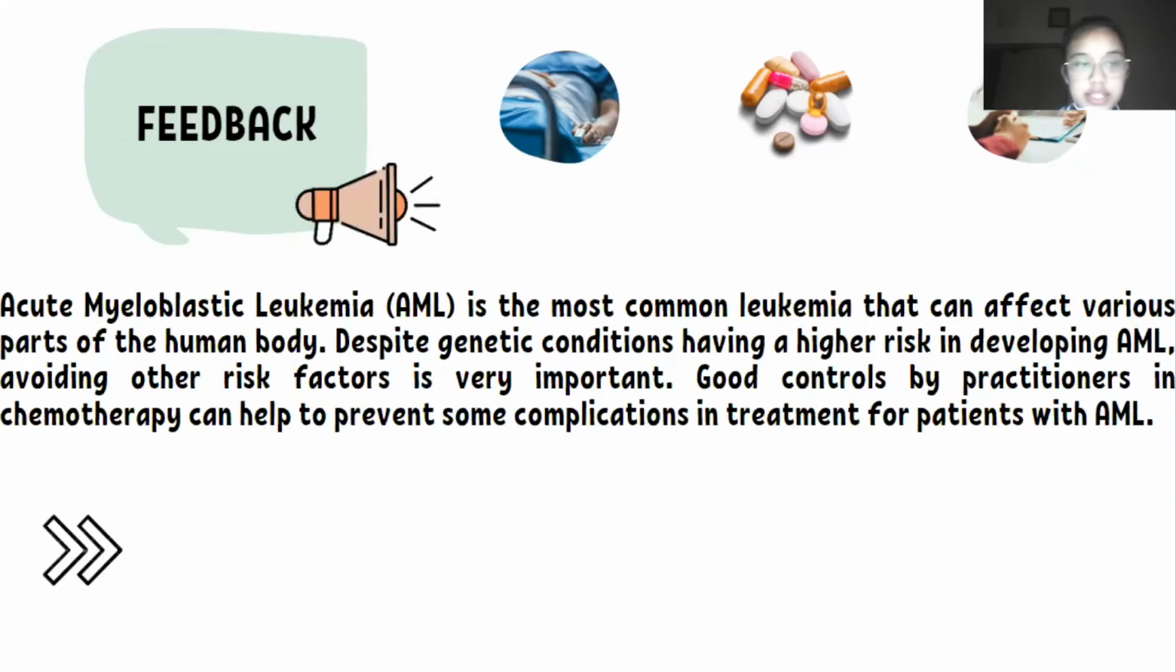And the last one is the feedback. Acute myeloblastic leukemia, or AML, is the most common leukemia that can affect various parts of the human body. Despite genetic conditions having a higher risk in developing AML, avoiding other risk factors is very important. Good controls by practitioners in the chemotherapy can help to prevent some complications in treatment for patients with AML.